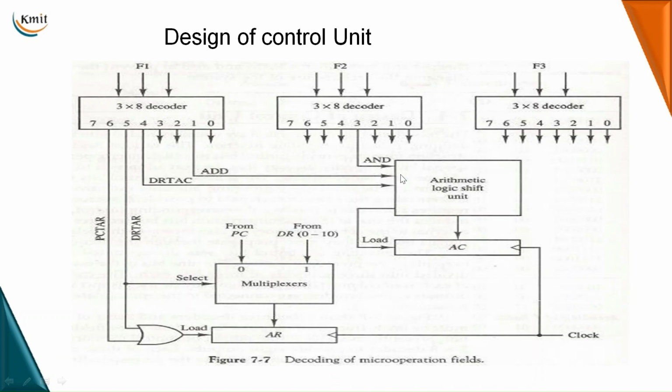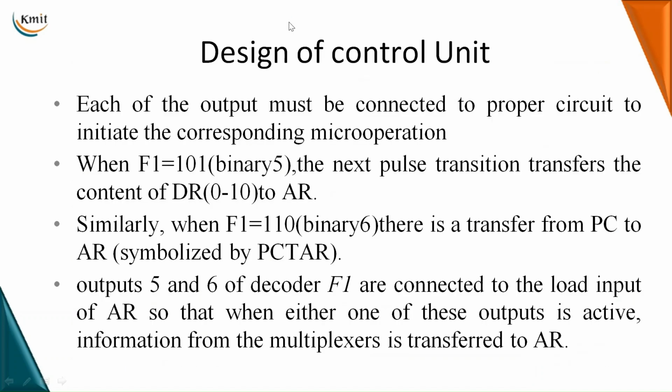The outputs of the decoders are connected to the ALU so that the ALU performs these particular operations with the help of this diagram. Here we have explained only 5 micro operations. Similarly, all the 20 micro operations of the 3 functions F1, F2, F3 are performed using this design. Each of the outputs must be connected to a proper circuit to initiate the corresponding micro operation.